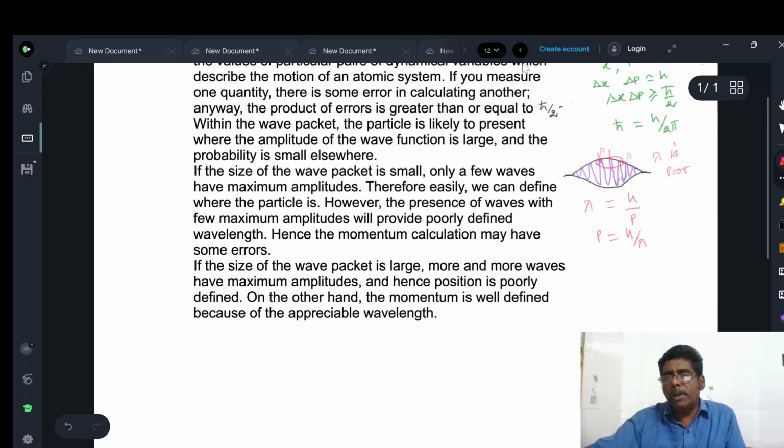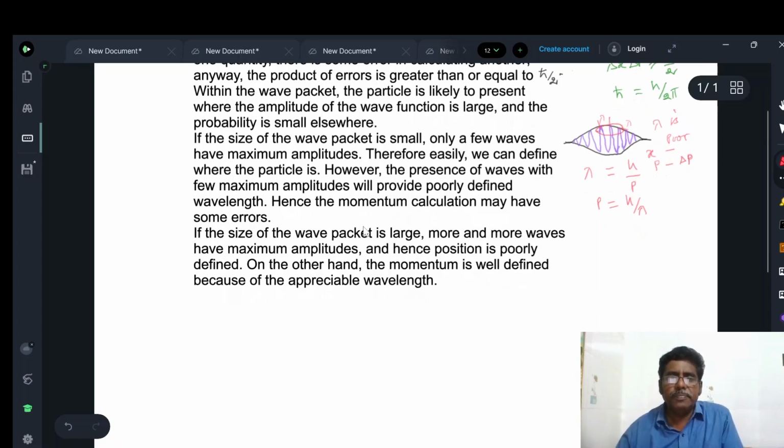If wavelength is poor, momentum is also poor. So an error may occur in calculating momentum. So in this case, x is accurate, but momentum is not accurate. Some error occurs in calculating the momentum of the particle, that is delta p. Now go to the next statement.